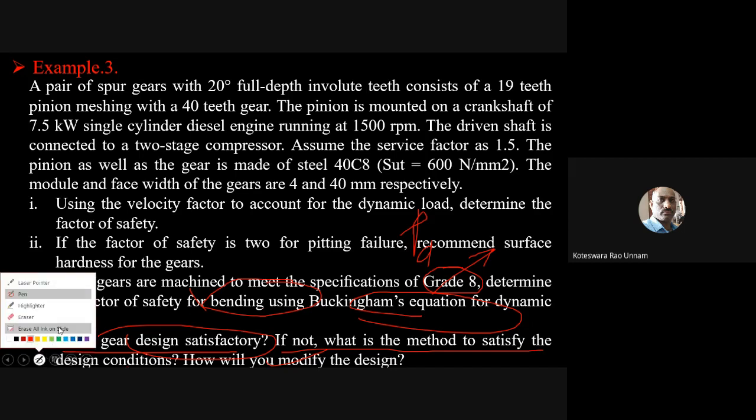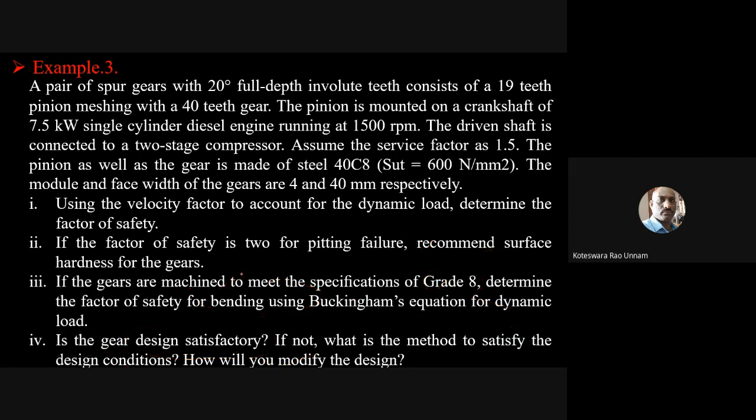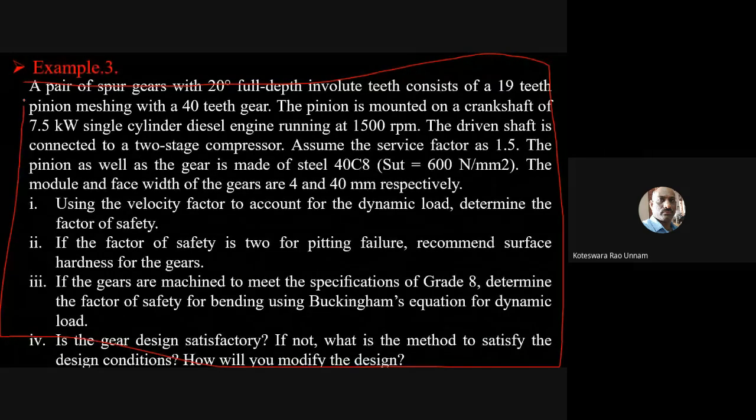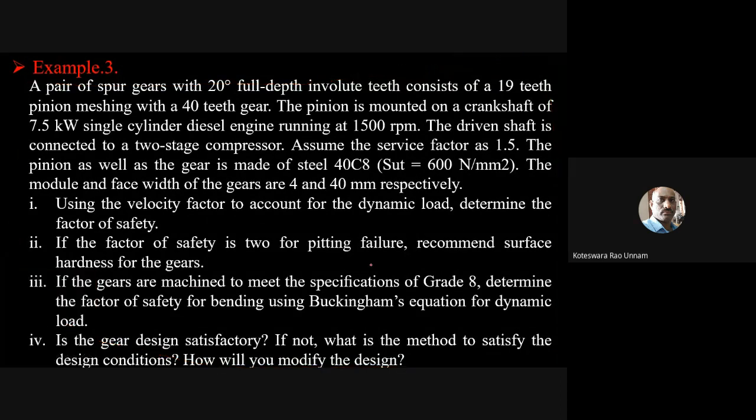Now I'll show you the solution step by step. If you want to note it down, I'll give you 1 or 2 minutes. You can take a maximum of 2 minutes to note it down. Then I'll show you the solution also. So just note it down.